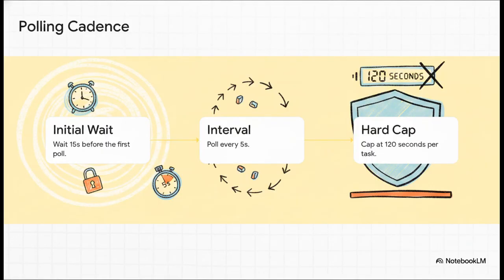Once submitted, you need a highly efficient polling strategy. Polling too frequently increases unnecessary requests, while polling too slowly delays your entire workflow. The sweet spot? Wait 15 seconds before your first poll. Then, use consistent 5-second intervals. Most importantly, enforce a hard cap, usually around 120 seconds, so tasks don't just hang indefinitely.